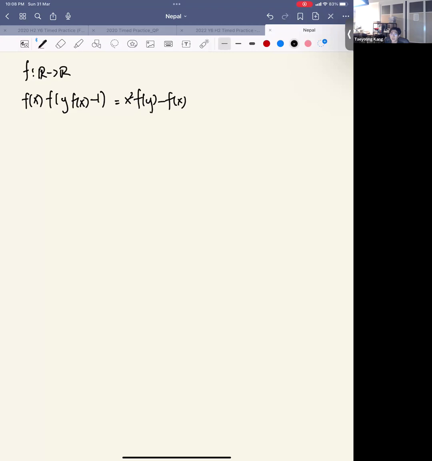Okay, how about we guess the solutions first? What do you think the solution f(x) will be? Maybe f(x) equals 0 for all x. Anything else? Yeah, f(x) equals x. Okay, so we've identified that f(x) equals 0 is a very trivial solution.